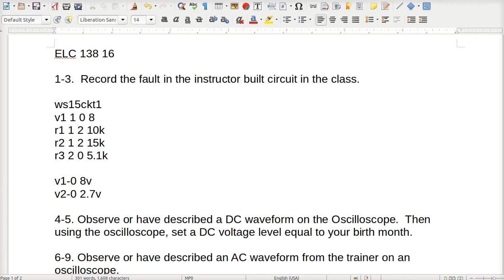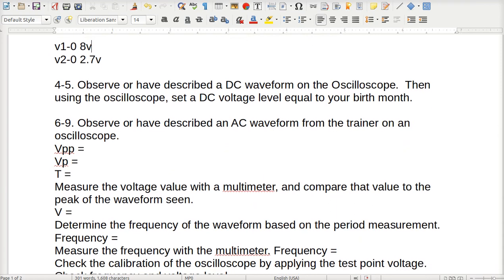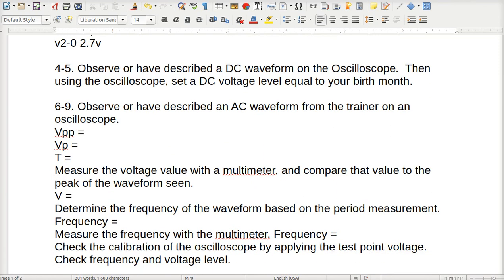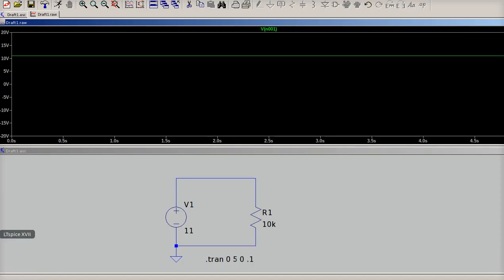Another faulted circuit. Tell me what the fault is in the circuit. 4 and 5. Observer have described a DC waveform on the oscilloscope. Then using an oscilloscope, set a DC voltage equal to your birth month. So I can't simulate that so much. I can show it to you.